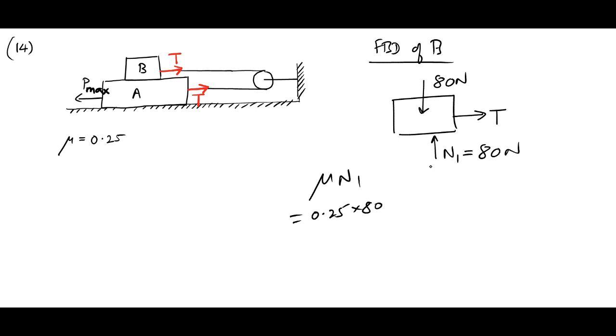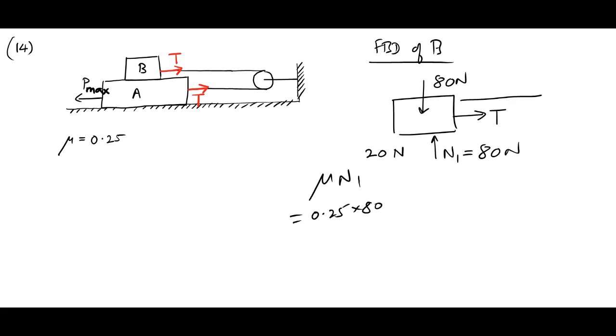Now that's 20 newtons. The frictional force applied by A on B is 20 newtons, and because in the reference frame of A, B seems to be, well, it has a tendency to move towards the right with respect to A.